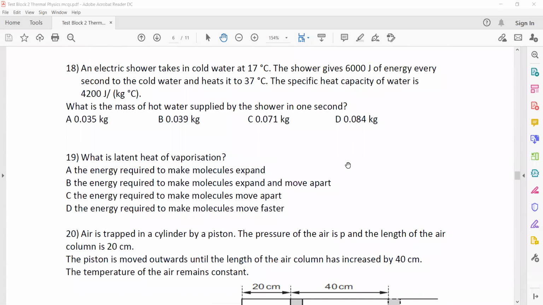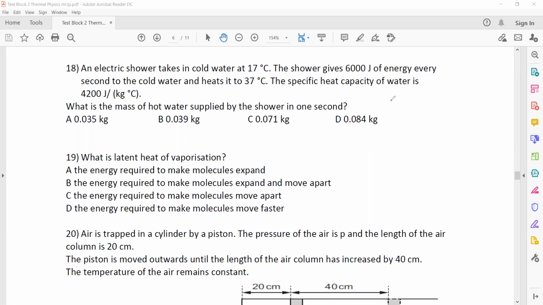An electric shower takes cold water, so that's the starting temperature T1, and the shower gives 6000 joules of energy and heats the water to a temperature of 37. The specific heat capacity of water is 4200. What is the mass of hot water supplied by the shower in 1 second?